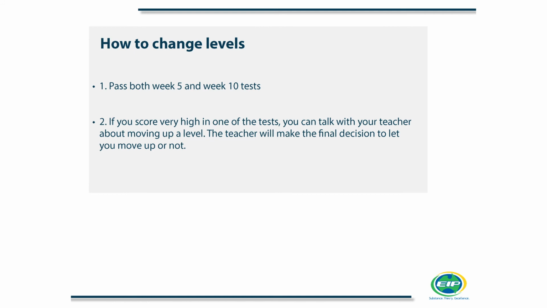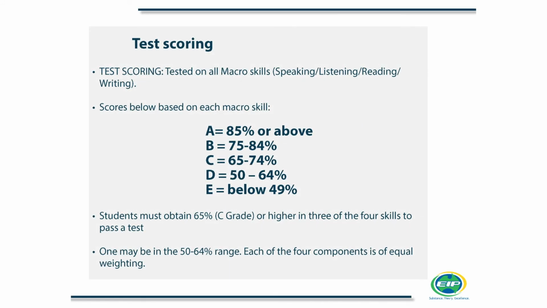Alternatively, if you score quite high in one of those tests, you can always discuss the matter with your teacher and they can best suggest whether or not it's appropriate for you to move up or remain in your current level. Test scoring is done using letters, and to successfully pass the reading, listening, speaking or writing parts of the test, you need to score a C or higher. A C is 65 to 74%. If you're able to score a C in 3 of those 4 skills, then you have successfully completed the complete test.